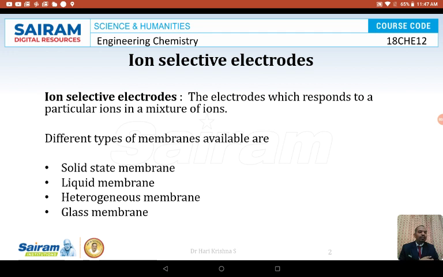We have different types of membranes available in ion selective electrodes: solid state membrane, liquid membrane, heterogeneous membrane, and glass membrane ion selective electrodes. Today we will discuss only the glass membrane ion selective electrode.